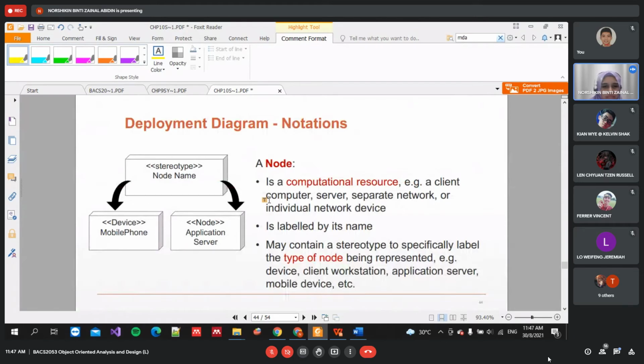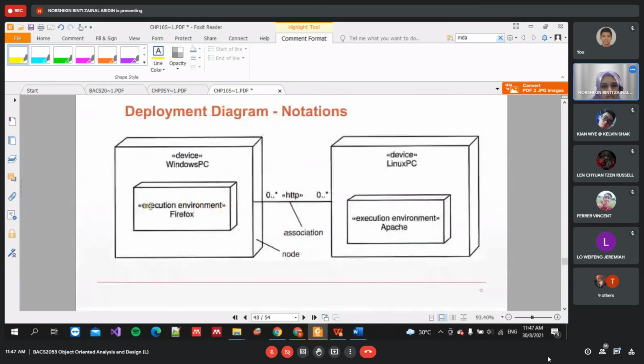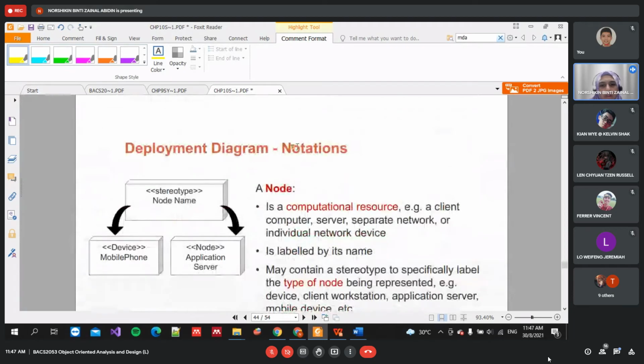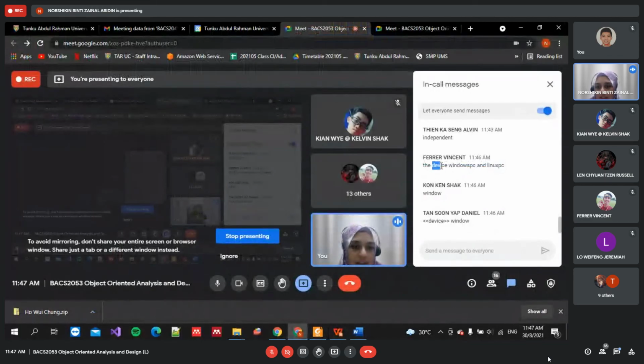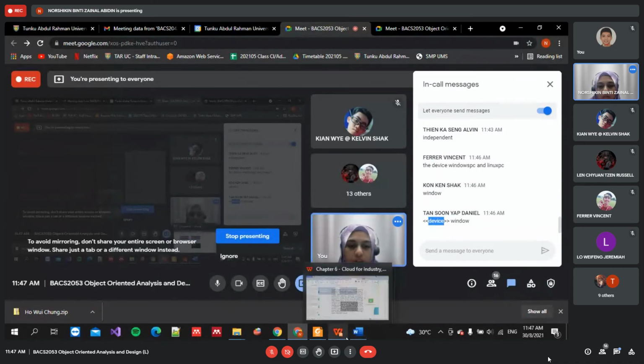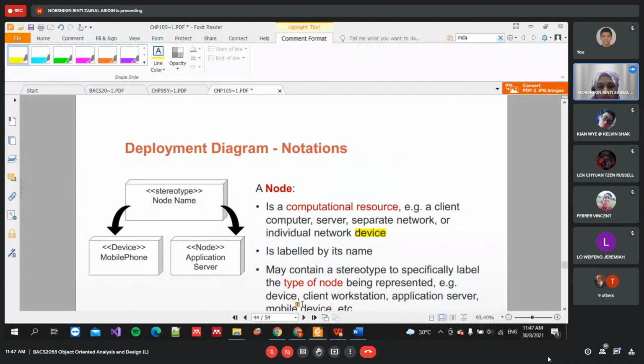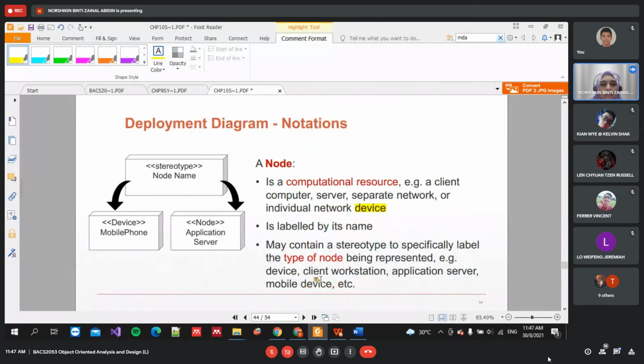So here is the example on this part. Here in the deployment diagram, the notation is a node. A node here is a computational resource, for example a client computer or server, a separate node, or a device. Just now I said this because there's a term here, device. This one too, device. So it is any device. I think you know many more. So it is a device.